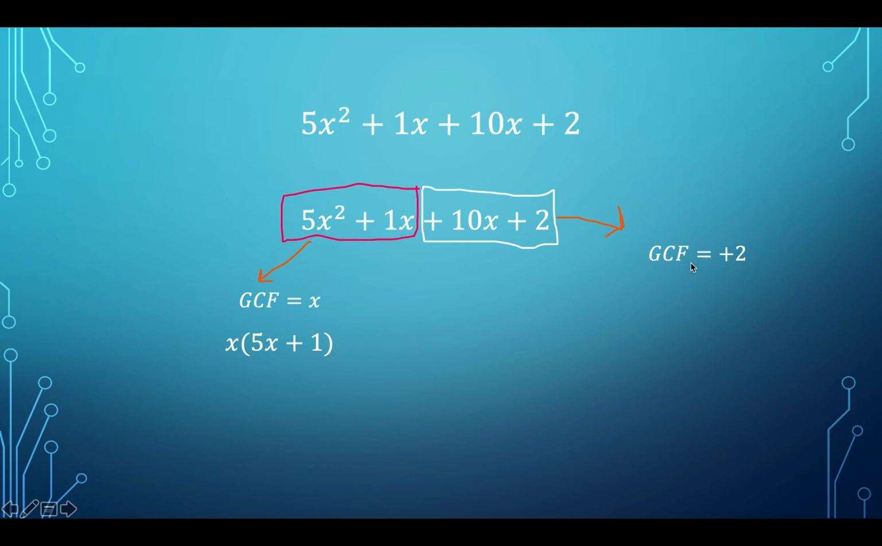The greatest common factor between these two was 2. How are we going to get 10x back? We've got to multiply 2 by 5x. And how are we going to get 2 back? 2 times 1. So we have our twins here. So we're going to take this x and this 2 right here, group those together. So we have x plus 2 times, and then over here, 5x plus 1.